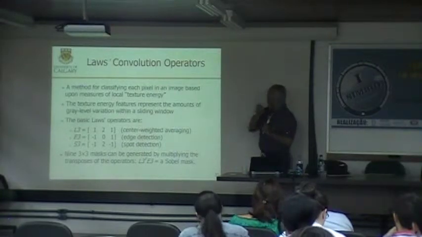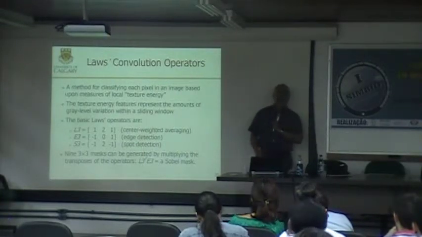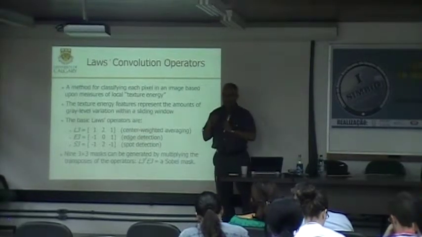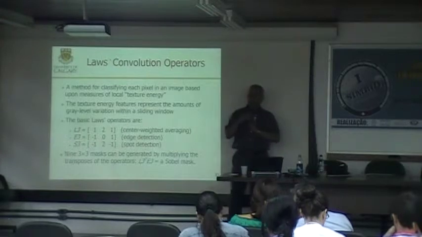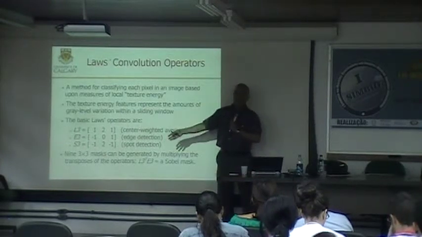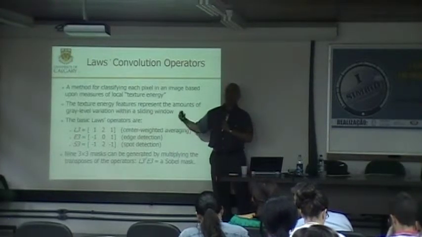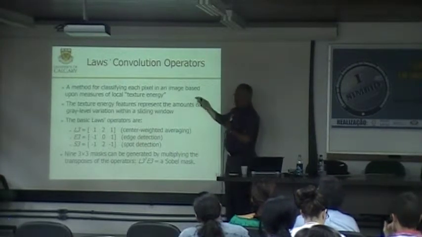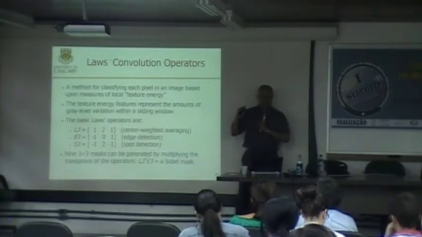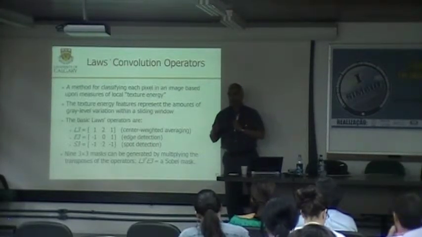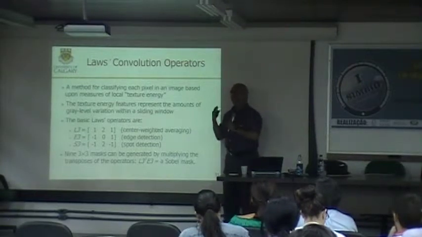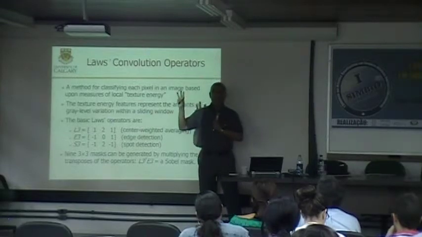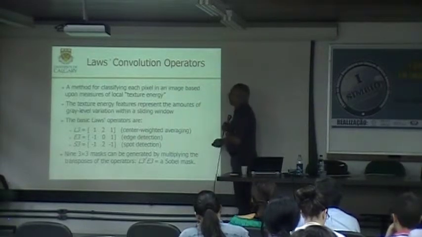I mentioned Laws convolution operators or Laws texture measures. Statistical measures are based on statistics. So it is statistical analysis. The frequency domain method I showed just now is based on the Fourier transform. So that is spectral analysis. Laws took a different approach and said, we want to analyze structure. What is the structure that is present in the image? So statistical, spectral, structural analysis.